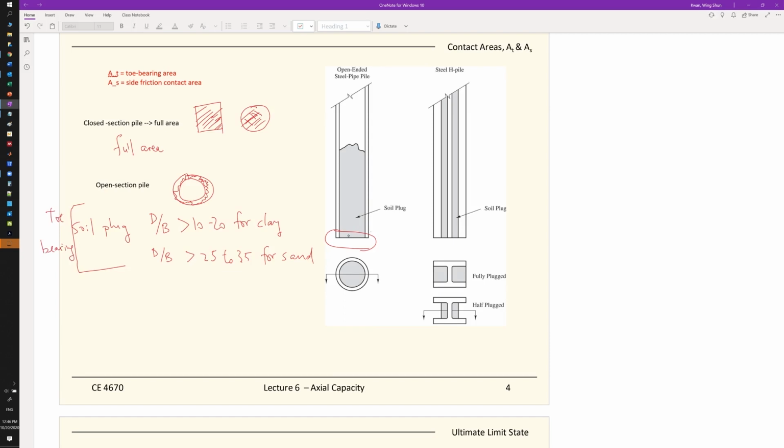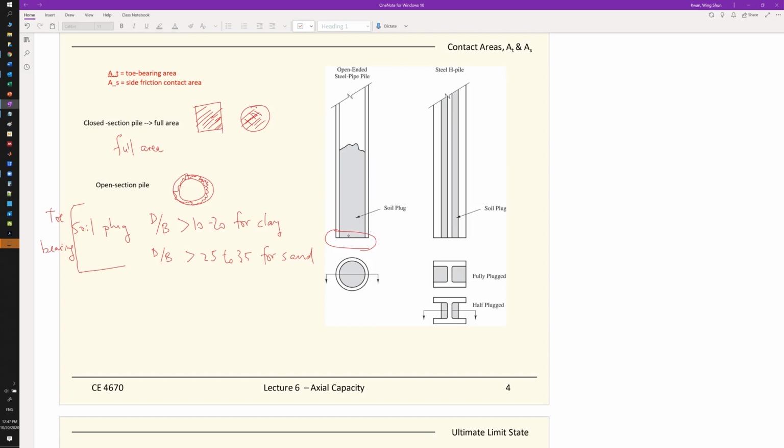And for the side friction, it is a similar thing. Now if you have H piles, this is the H pile. If it is fully plugged, this is how the soils and the piles work together. Or you may just have over half plugged. That also depends on how far the piles have driven, and different design standards may give you different criteria, so you need to pay attention to that.